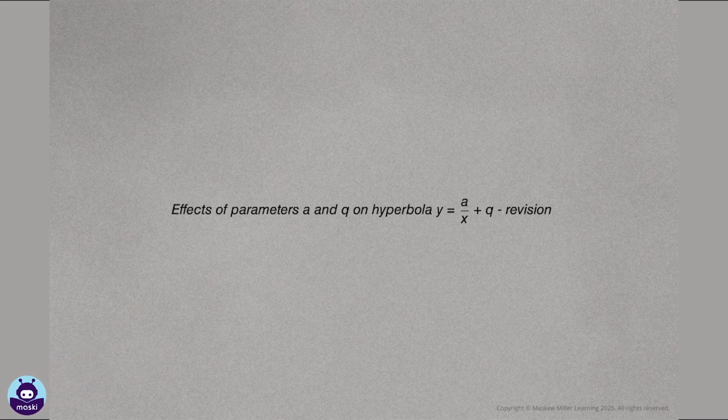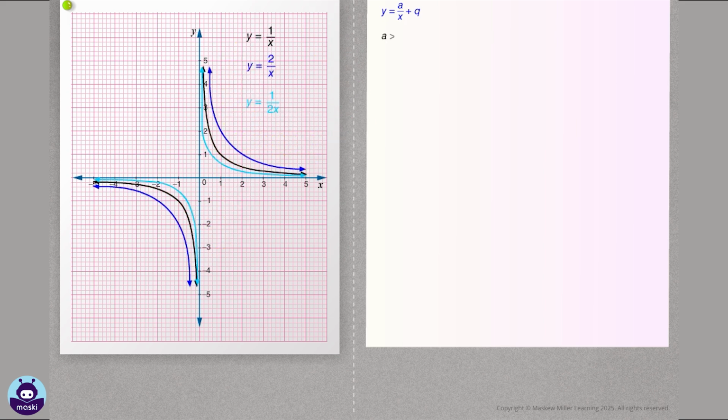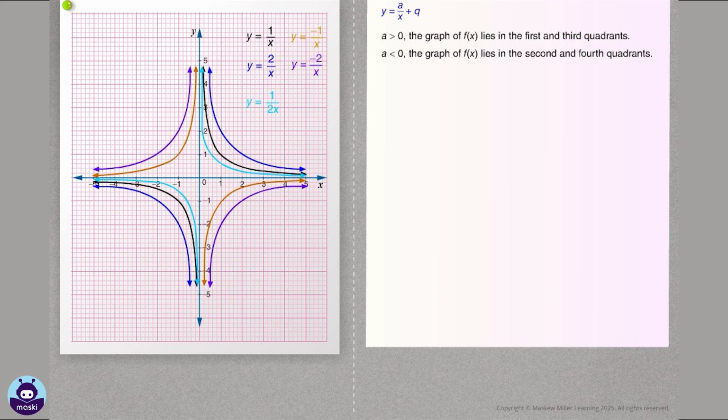Effects of parameters a and q on hyperbola y equals a over x plus q. Revision. We have learnt that the graph of a hyperbola has two branches of curves. We also observed that for a greater than 0, the graph of f of x lies in the first and third quadrants. For a less than 0, the graph of f of x lies in the second and fourth quadrants.